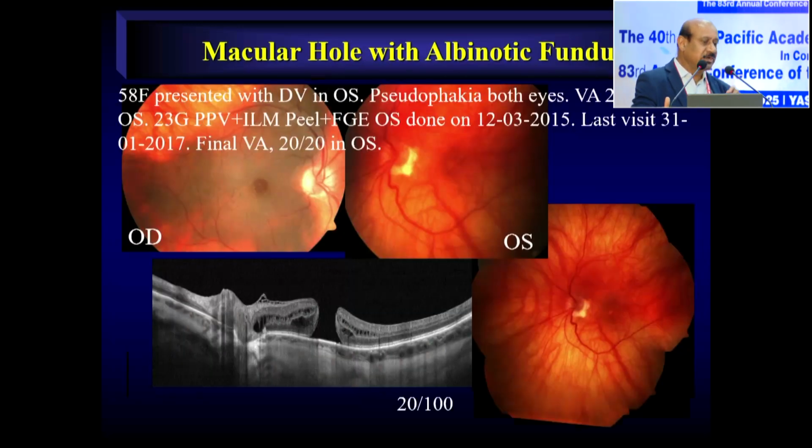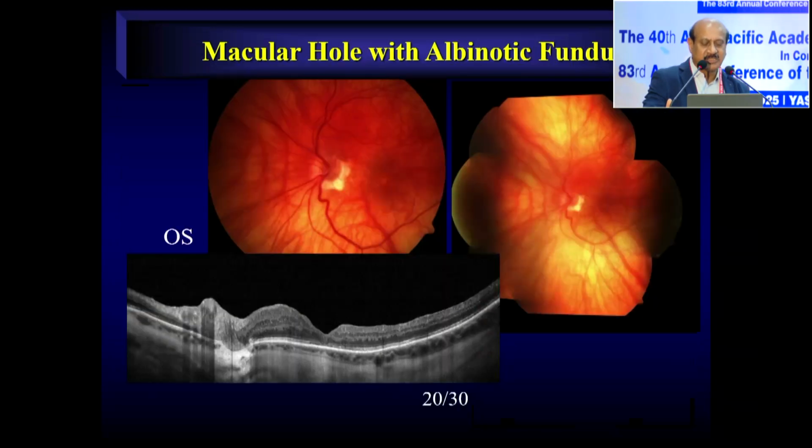In albinotic fundi, you see the contrast is very poor. So here mainly the chromovitrectomy and staining is important. Of course, we nowadays do staining in all the cases, but here it is much more important so that the ILM peeling can be very, very facilitated and the outcomes can be good. So even in this albinotic fundus, we could achieve a very good surgical outcome.